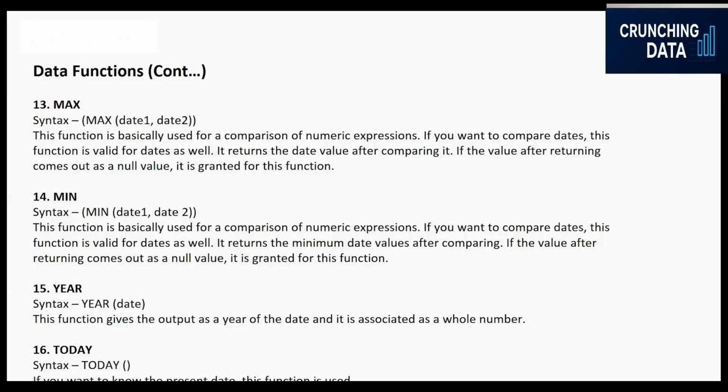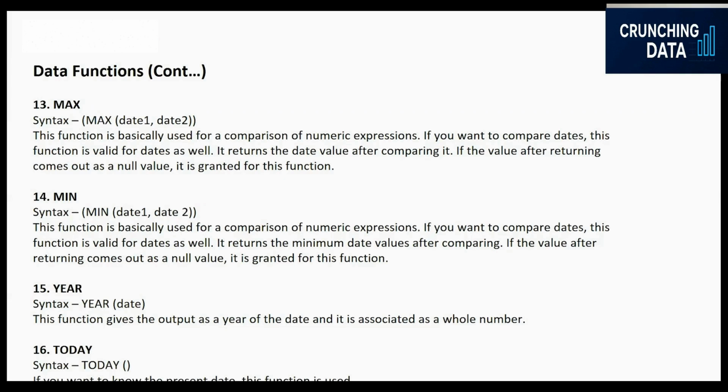If you want to find out the minimum out of two dates, you would be using the min function. The syntax for that is using the min function and providing the first and second date inside the brackets. And this would give you the result as the minimum value. Similar to where we were talking about how to extract the day and month from a particular date, if you want to extract the year out of any date, you would be using this year function, and this would extract the year as a whole number. So this was all for the date function.